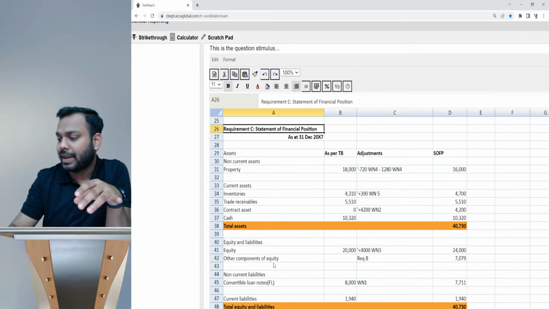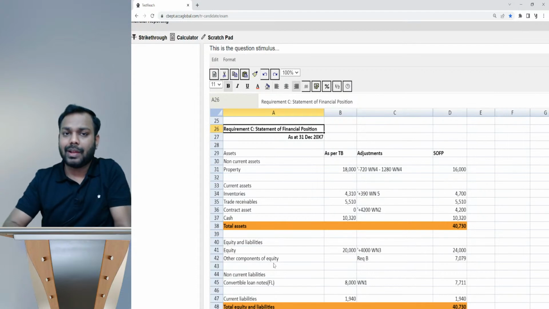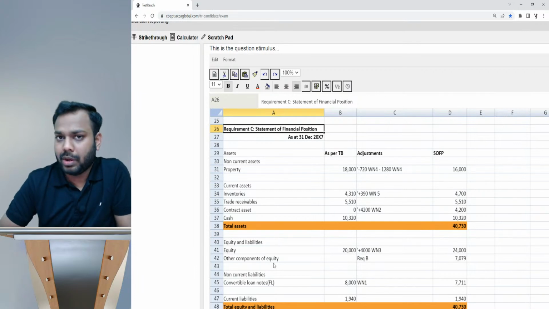Okay, is that clear, guys? Now, what is the agenda for tomorrow's class? In tomorrow's class, we will be discussing the interpretation of financial statements. We'll be discussing the ratios, cash flow statements, and earnings per share. These three topics we'll be discussing in tomorrow's class, and we'll wrap up our revision series.